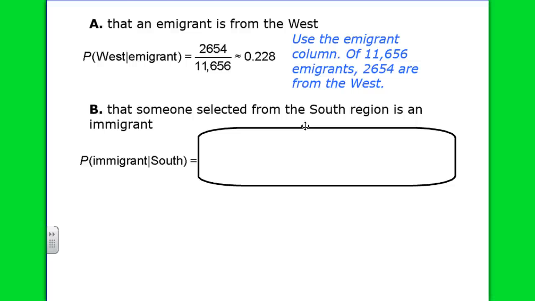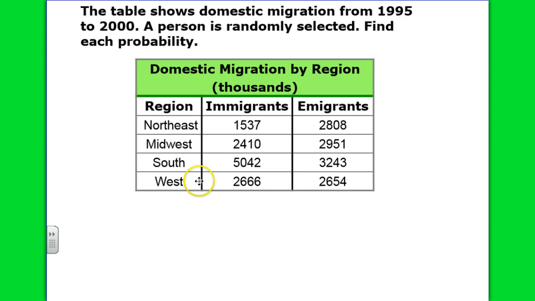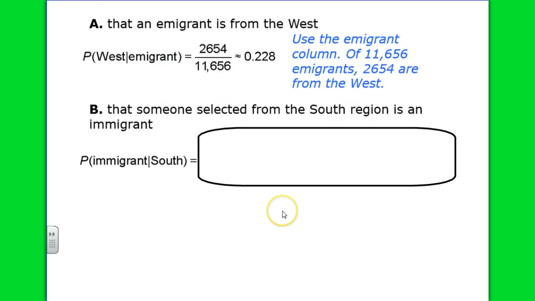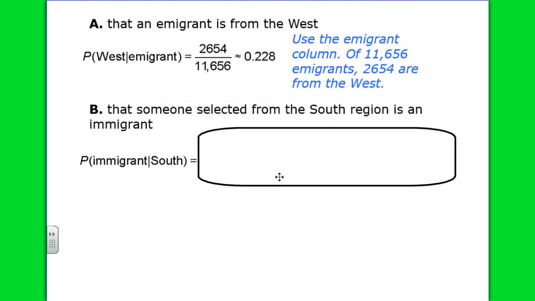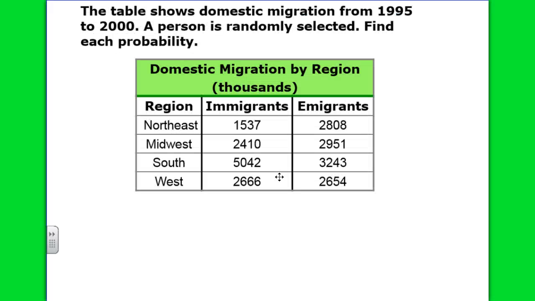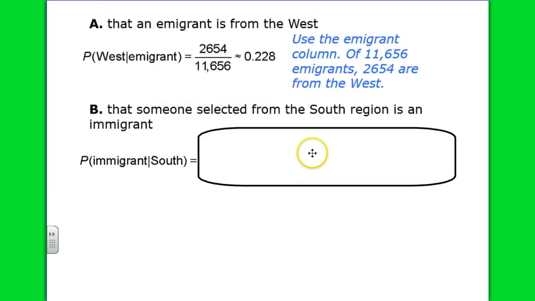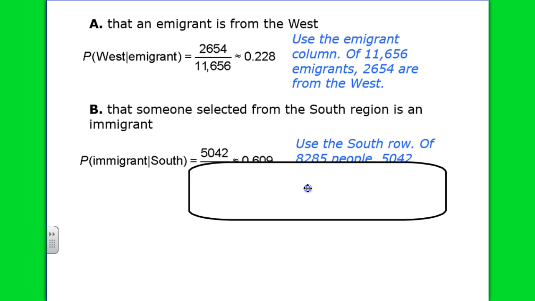What was this? Someone from the South region is an immigrant. From the South region, how are you going to find that? 3243 over 8 to 85. And so how are you getting that number? Wait, immigrant. 8 to 85, right? An immigrant. This person is now an immigrant. Whoops. So someone selected from the South as an immigrant, so we see the 5,042 over 8 to 85.